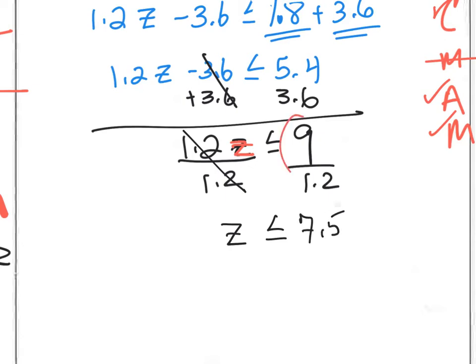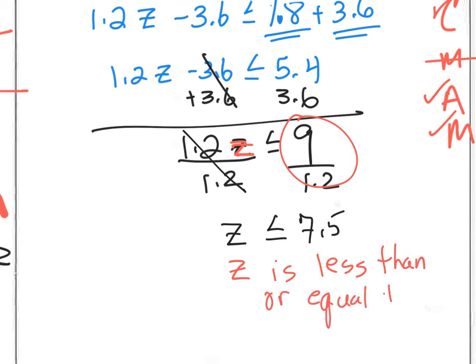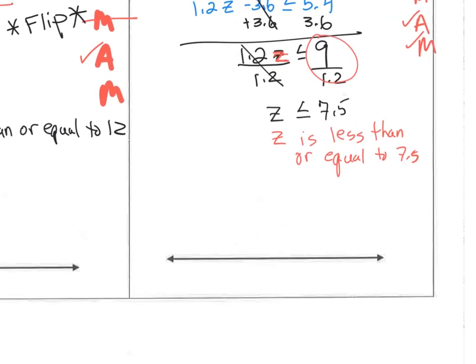7.5. So I'm putting that in my calculator and it's giving me 7.5. So I know z is less than or equal to 7.5. So I mark my 0. I mark 7.5. This line underneath tells me I have to have a filled in circle. And we're doing less than, so we're going to shade to the left.